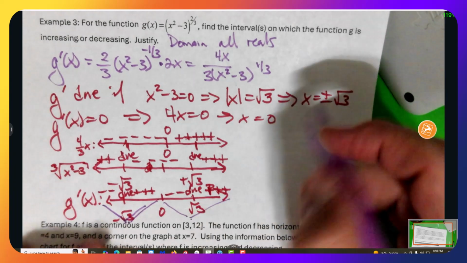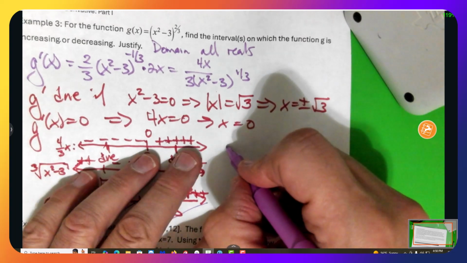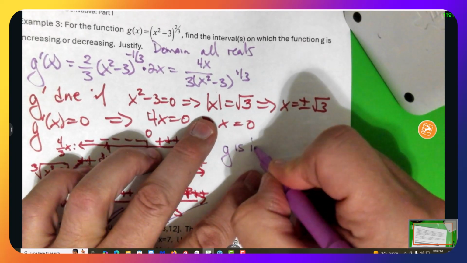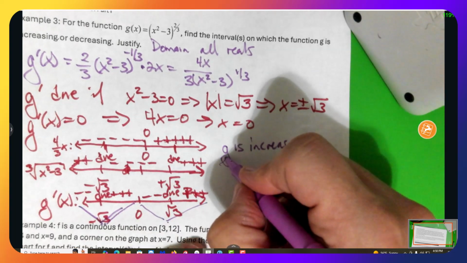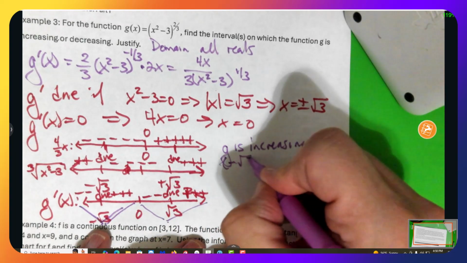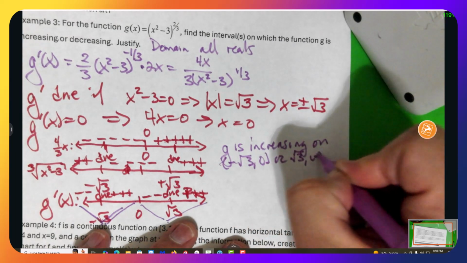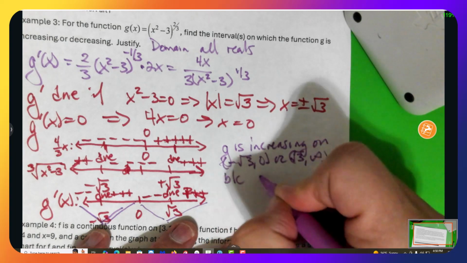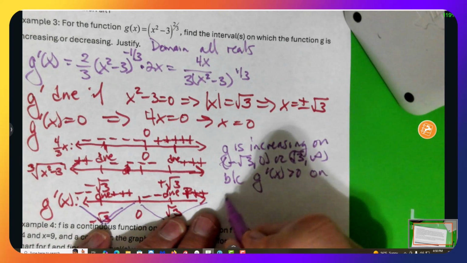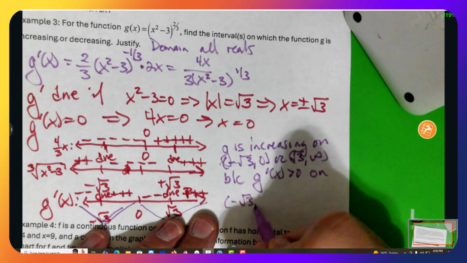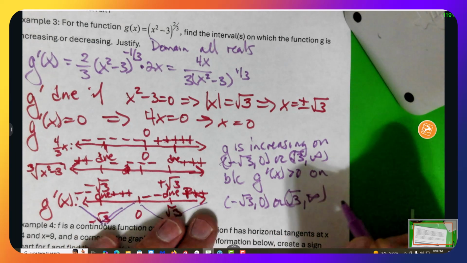So let's write our sentences. Pause this, write the sentences, and then check. g is increasing on the interval from minus root 3 to 0, or root 3 to infinity, because g prime of x is positive on the interval from minus root 3 to 0, or root 3 to infinity.